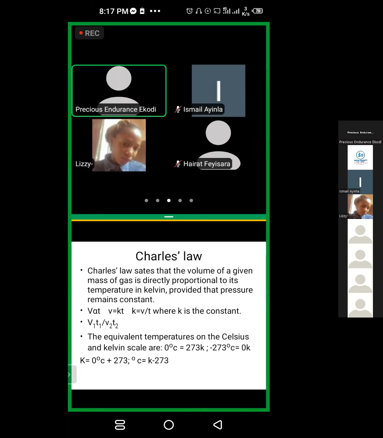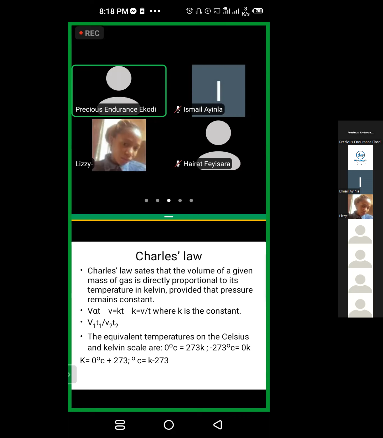But let us say you are given in Kelvin and you're trying to change it back to degrees Celsius. All you have to do is take the Kelvin temperature minus 273. For example, let's say you are given the temperature as 283 Kelvin. If you are told to convert that to degrees Celsius, that will be 283 minus 273.